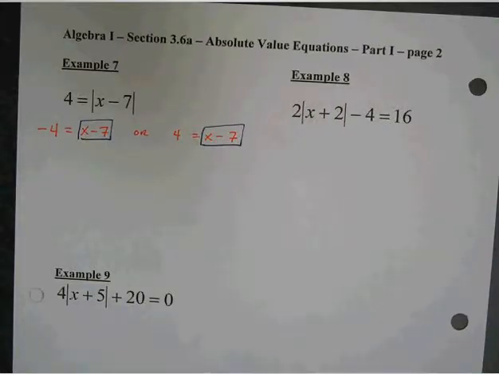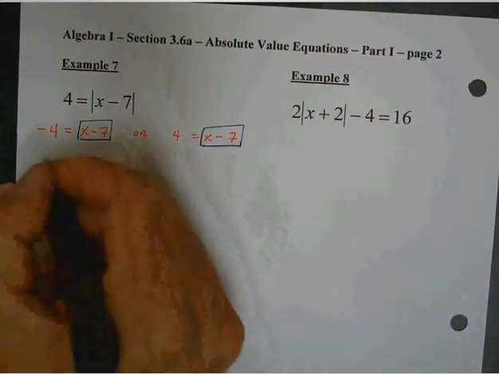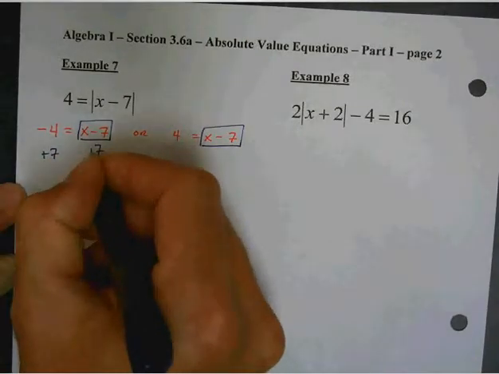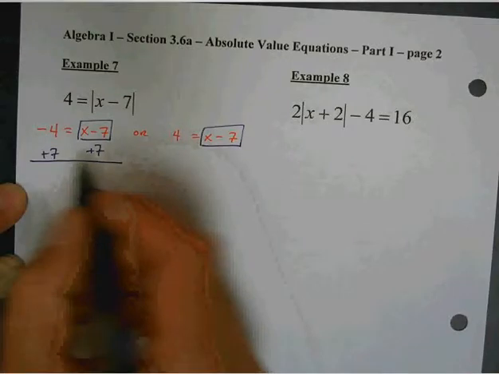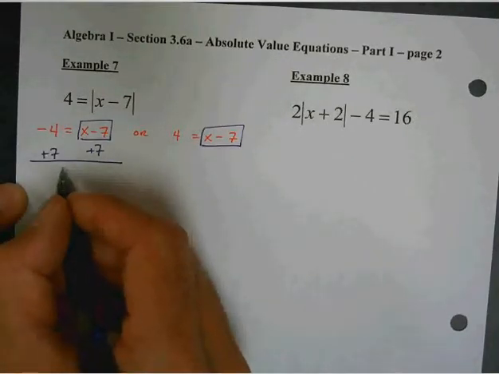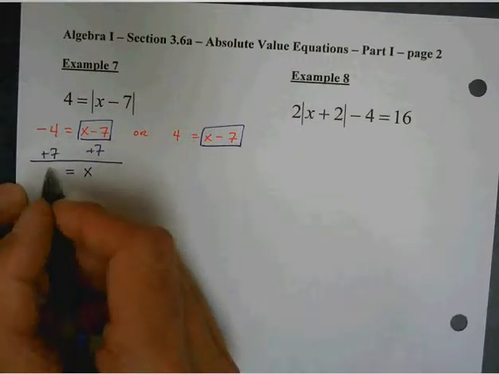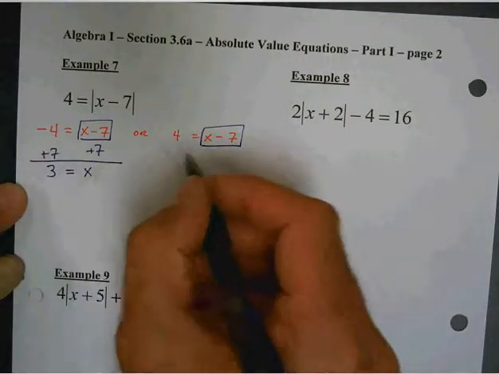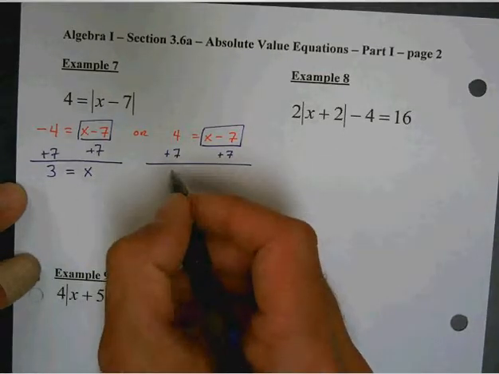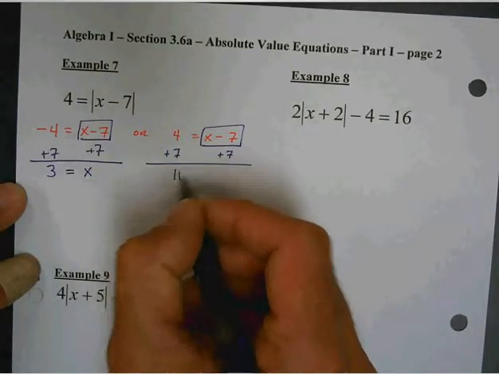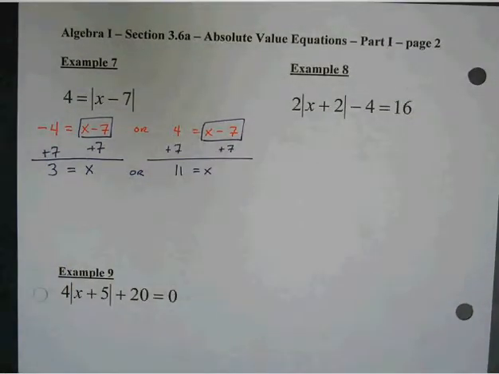Now let's solve each one. How do you get rid of a minus 7? So add 7. Who's good at adding negatives and positives? All right, Nate, what's negative 4 plus 7? Okay, well, negative 4 plus 7 is 3. Good. All right, other side, somebody else. Plus 7, what do I get? 11 equals x.